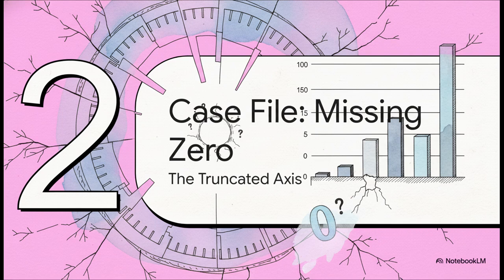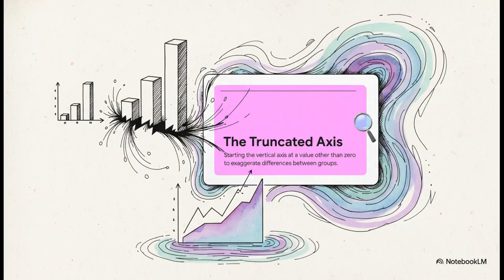Okay, our first case file is an absolute classic. The official name is the truncated axis, but I just call it the case of the missing zero. And believe me, this is one of the most common and powerful ways to bend the truth. So, what is it exactly? It's actually super simple. Instead of starting that vertical line, the y-axis, at 0 where it should be, the person making the graph just chops it off and starts it at a higher number. This one little edit has a huge effect. It takes tiny, meaningless little changes and blows them up to look like these massive, dramatic shifts.